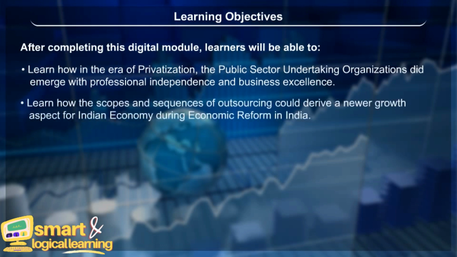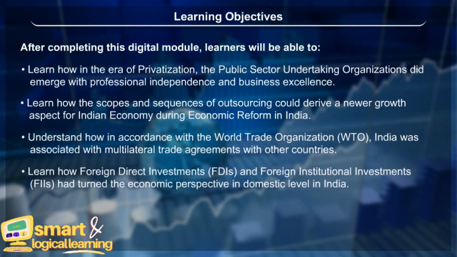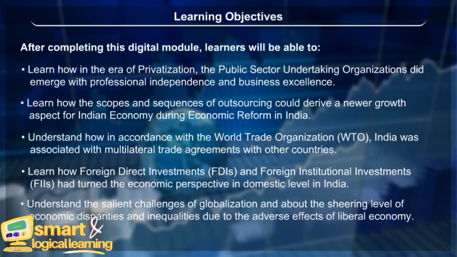Learn how the scopes and sequences of outsourcing could derive a newer growth aspect for the Indian economy during economic reform in India. Understand how, in accordance with the World Trade Organization (WTO), India was associated with multilateral trade agreements with other countries. Learn how foreign direct investments (FDIs) and foreign institutional investments (FIIs) had turned the economic perspective at the domestic level in India. Understand the salient challenges of globalization and the widening level of economic disparities and inequalities due to the adverse effects of a liberal economy.